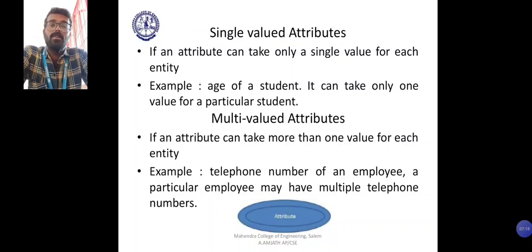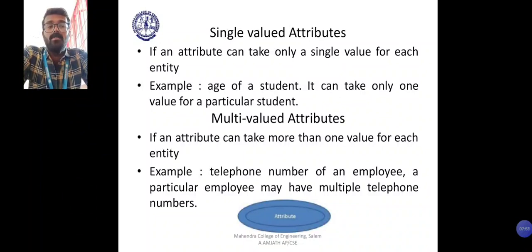Then how can we manage multi-valued attributes? It means an attribute can take more than one value for each entity. For example, a person can have many telephone numbers. So this is an example of multi-valued attributes. In the UML diagram in object-oriented design, it is shown with a double oval shape. Let us see on the screen. For example, the telephone number of an employee. A particular employee can have multiple telephone numbers. So these are multi-valued attributes.